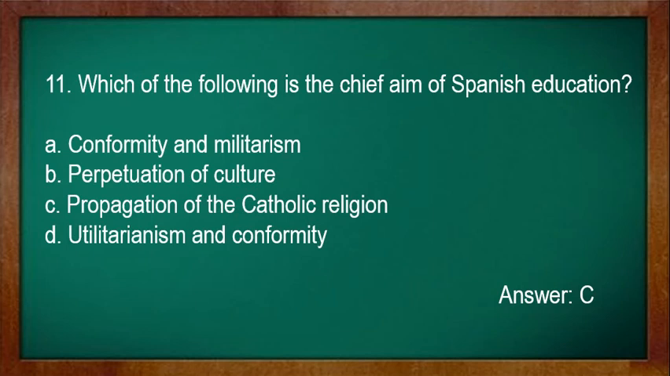Number 11. Which of the following is the chief aim of Spanish education? A. Conformity and militarism. B. Perpetuation of culture. C. Propagation of the Catholic religion. D. Utilitarianism and conformity. Answer, C.